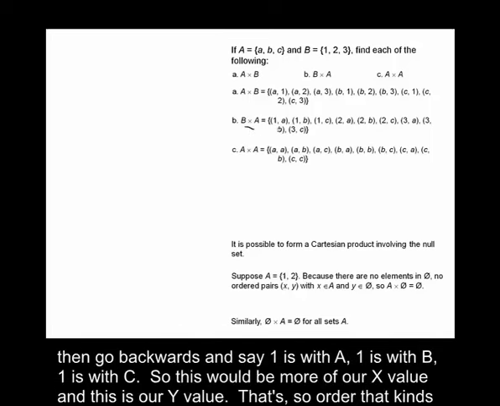So if A, B, and C, A cross B, we have A with 1, A with 2, A with 3, B with 1, B with 2, B with 3, C with 1, C with 2, C with 3. B cross A, we would then go backwards and say 1 is with A, 1 is with B, 1 is with C. So this would be more of our X value and this is our Y value. That's so order kind of matters here.